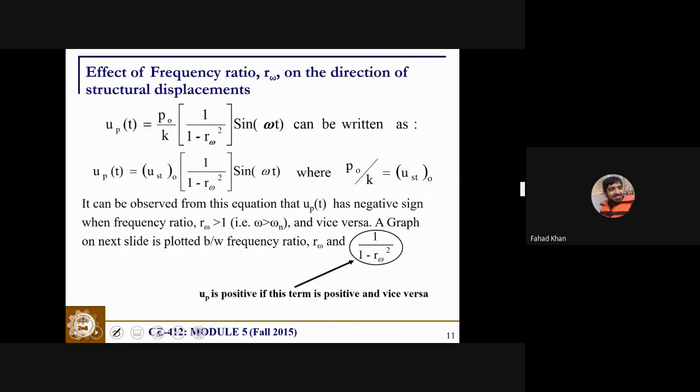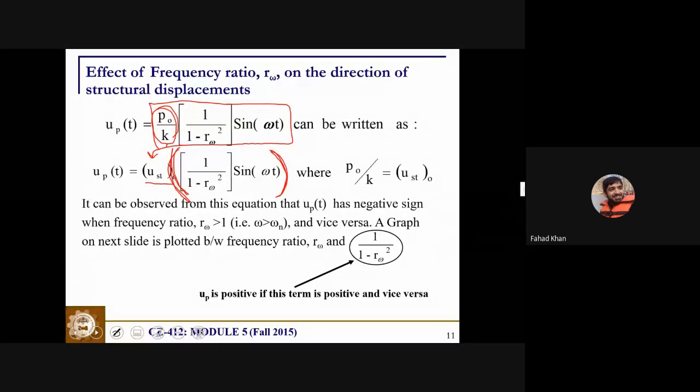So u particular will be given as P naught by K, 1 divided by 1 minus r omega square, sine omega t. And now we need to change this P naught by K, and let's write it as static displacement. So the particular solution, or particular displacement, is equal to the static displacement multiplied by this whole term here. Now, the sine omega t is a pretty simple function to understand and comprehend, but this bracket is rather difficult to imagine. It has three conditions.